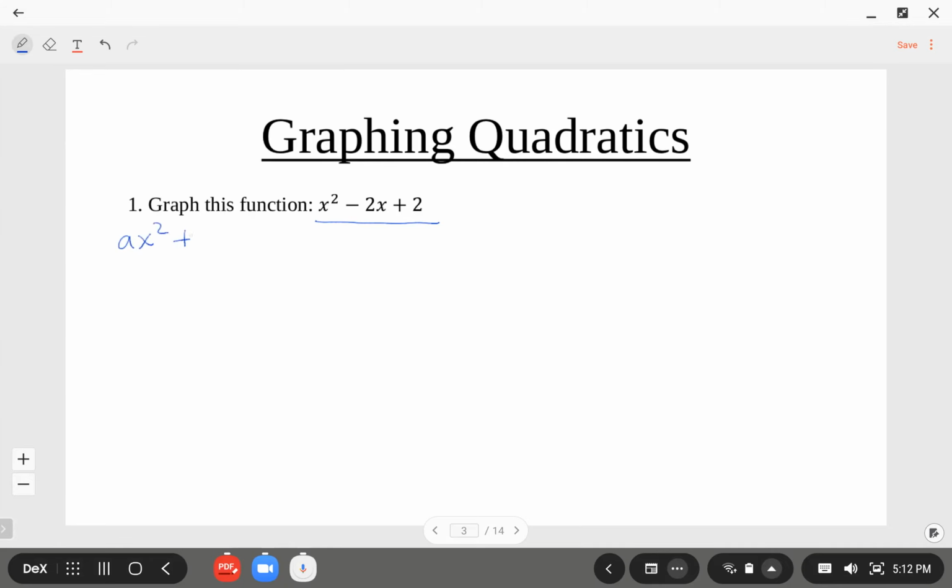Ax squared plus bx plus c. It's always in this form. And actually, it's y equals ax squared plus bx plus c. So we need to find our a, b, and c values, which are quite important. So as a warm-up question, can anybody tell me in the chat what is A, B, and C? And pay attention to the signs.